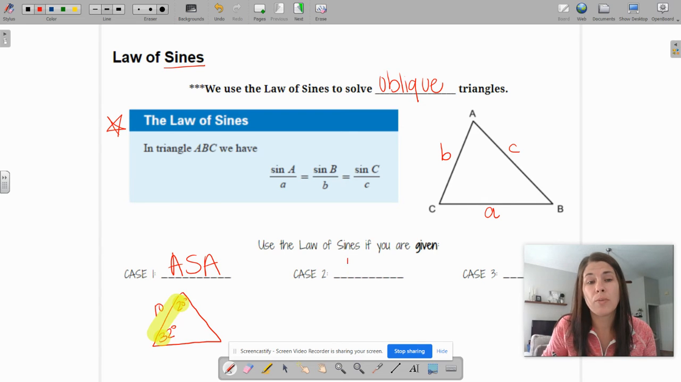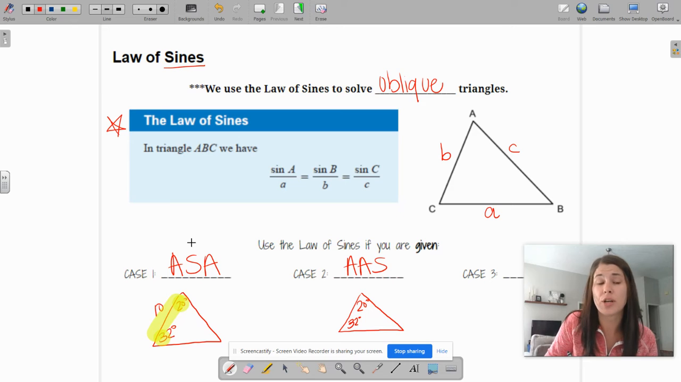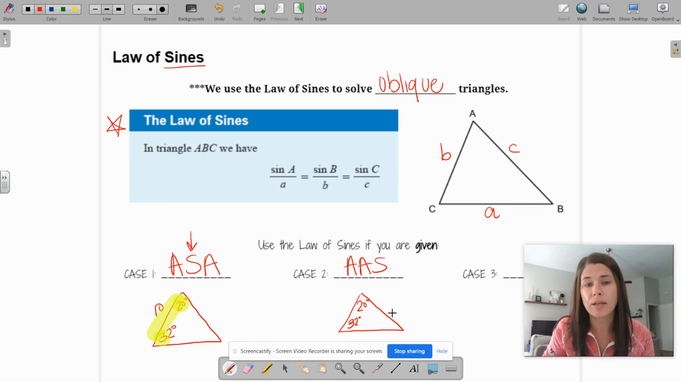Another situation would be if it were angle, angle, side, meaning that in your triangle, if you said this angle was 32 degrees and this angle was 20 degrees, instead of the side being in between them like it is here, the side would be something like over here. Like if this side were 15, you have angle, angle, side.